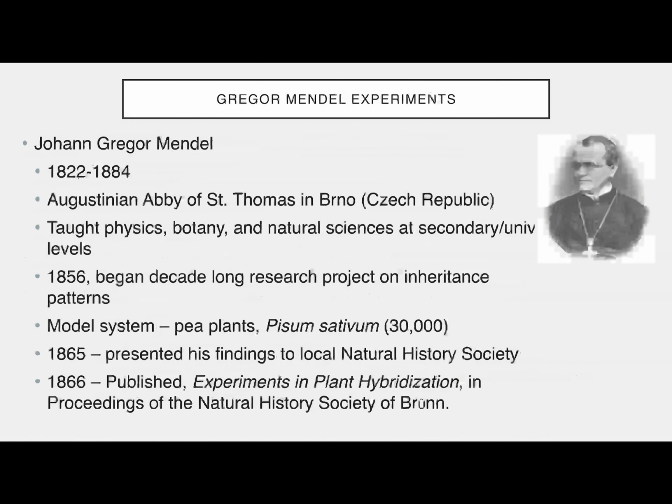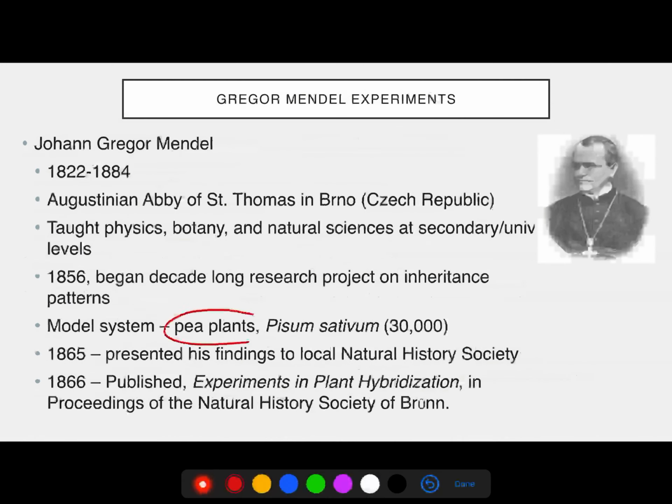And he decided in 1856 that he would do this long-term research project on inheritance patterns. And he decided to use the pea plant, this little guy right here, in order to do this experiment. And it turns out, if you go back and look at his research, his lab notebooks, which we still actually happen to have in a museum, he actually planted and recorded data over more than 30,000 different pea plants. So that's a lot of data.